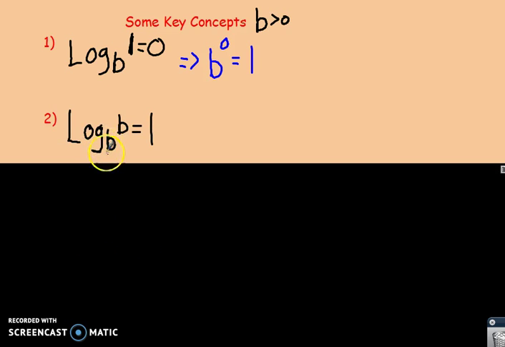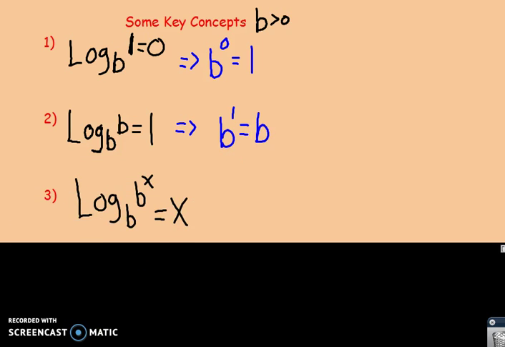The log base b of b equals 1. How do I do that? Easy. Turn this into an exponential. b to the first equals b. That's a known property. Anything to the first power is itself.